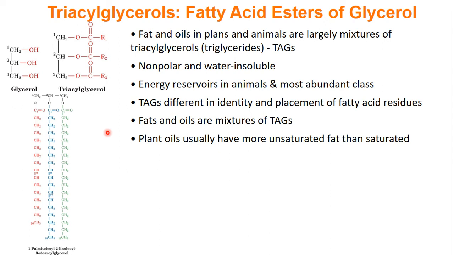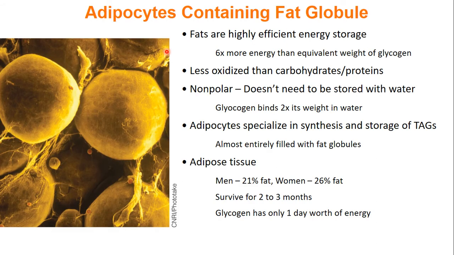And the fats and oils that we work with inside of the cells are usually a mixture of these different TAGs. And when you talk about plants compared to animals, plants usually have more unsaturated fats than saturated. As we saw in the previous slide, olive oil is a liquid because it has more unsaturated tails. Now, the way that we store these fats is in adipocytes. And the reason why we store fats for energy is that they are highly efficient to store this energy.